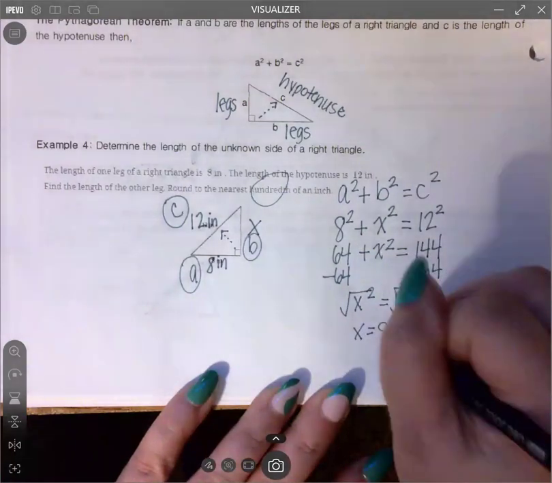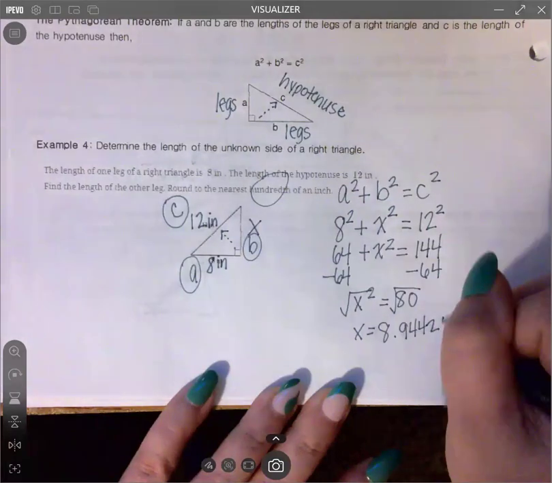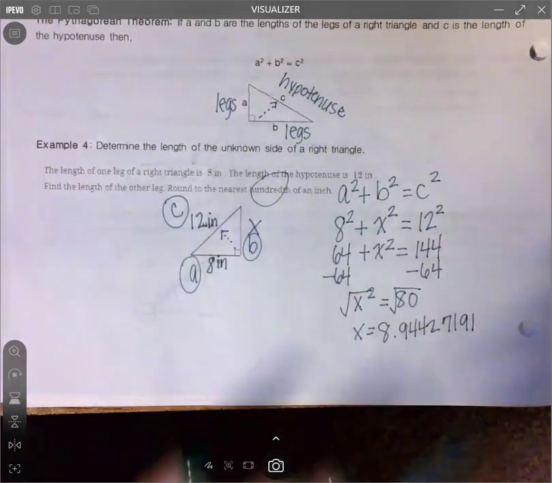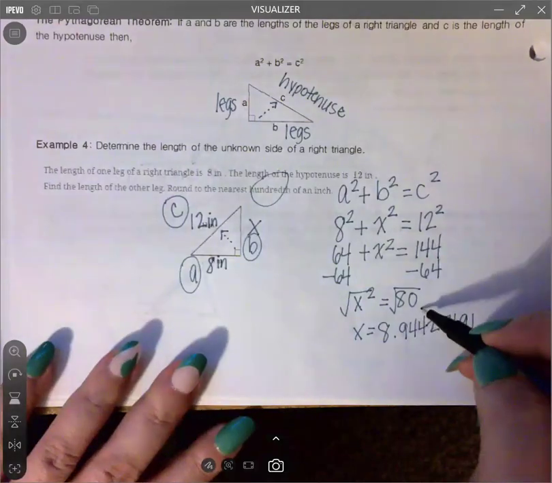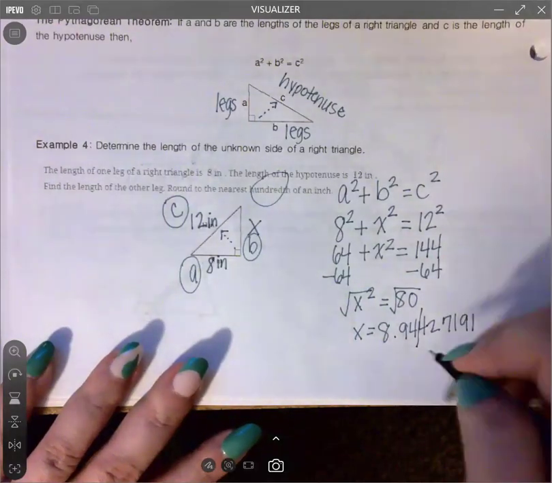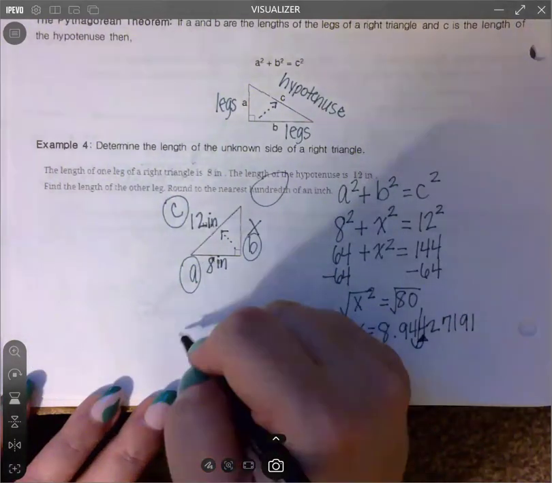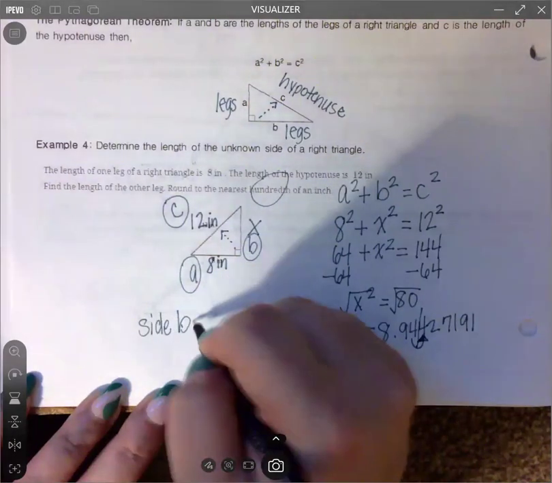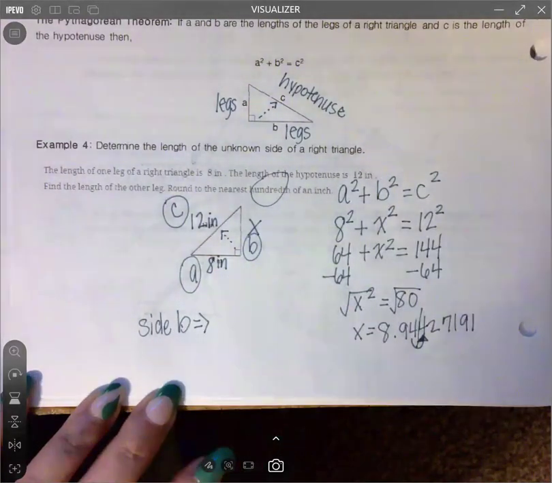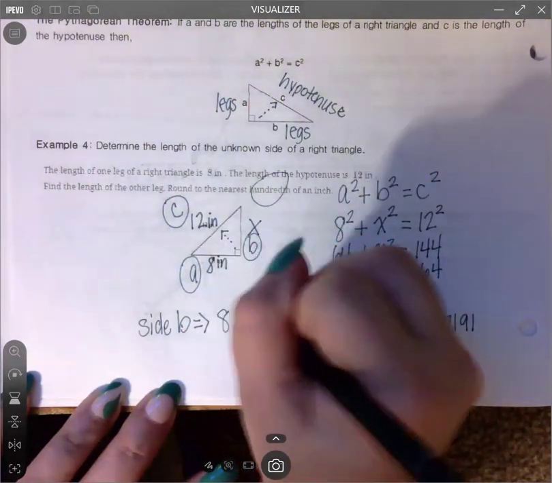So 8.9442791. We're rounding to the nearest hundredth of an inch, so 2 decimal places. The number after isn't 5 or higher. So side B, or x in this case, is going to be 8.94 inches.